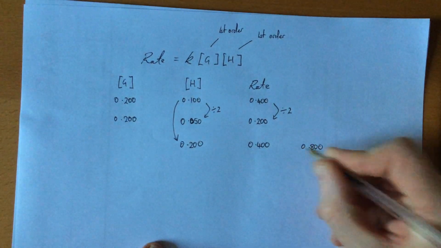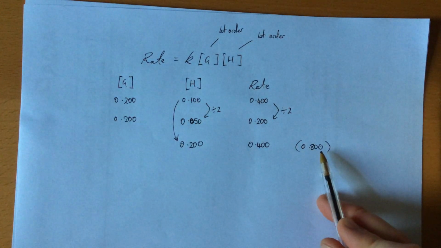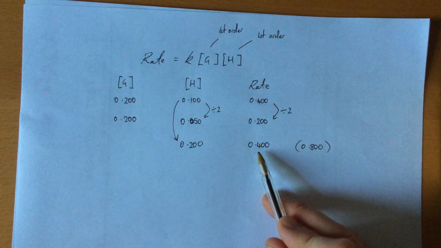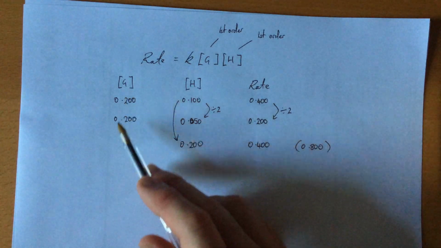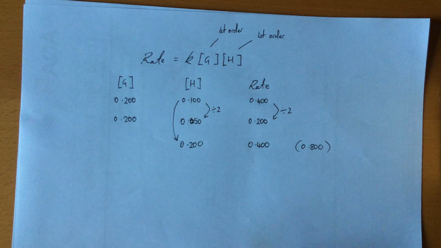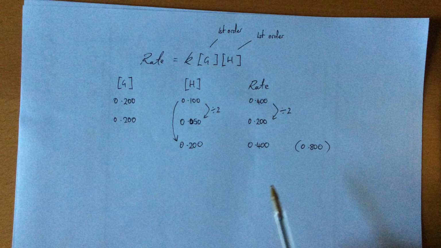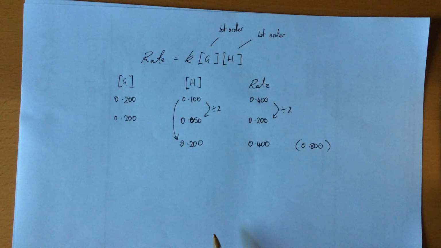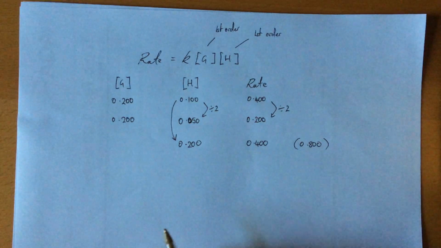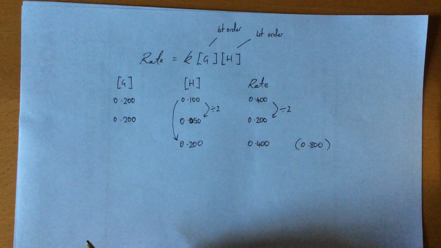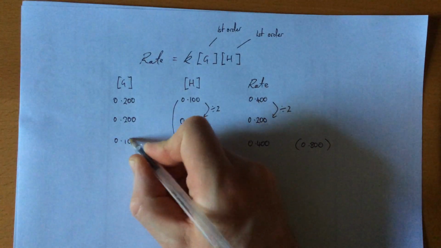Let's just write 0.8 there. That's what we would expect it to be. However, it's not. It's 0.4. So that means the concentration of G must have changed to halve that rate from 0.8 to 0.4. It's half what we would expect. Because G is first order and the rate is half what we'd expect, the concentration of G must have halved from 0.2 to 0.1.